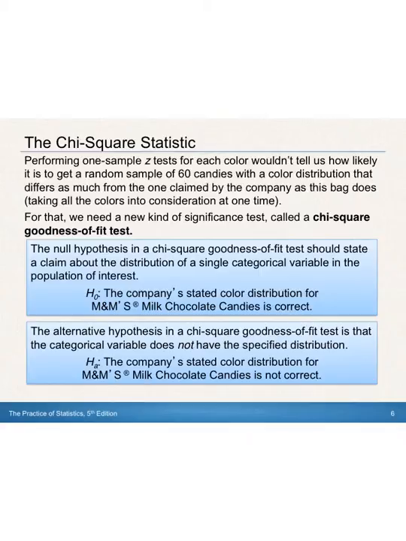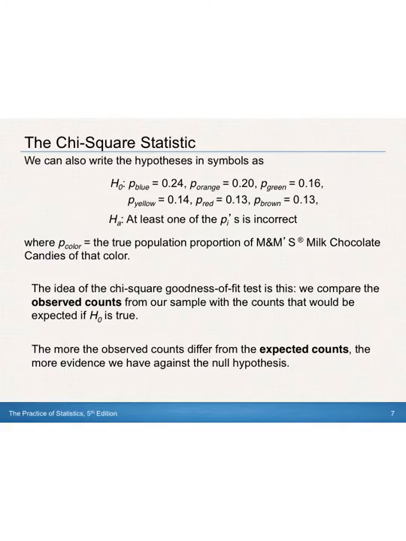So just like all significance tests, we're going to start with a null and an alternative hypothesis. In this case, our null is that the company's stated color distribution is correct, and that's the percentages that the company has said are true about each of the colors. And then the alternative hypothesis is that it doesn't work. So we'd have a does not equal if we were writing it in symbols.